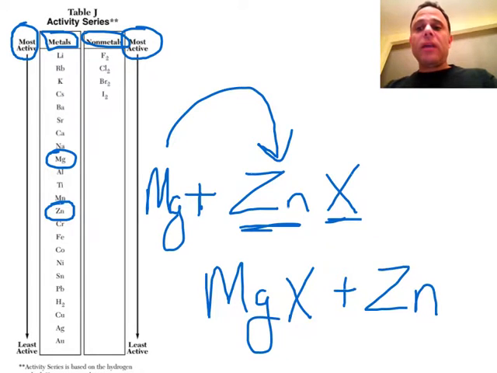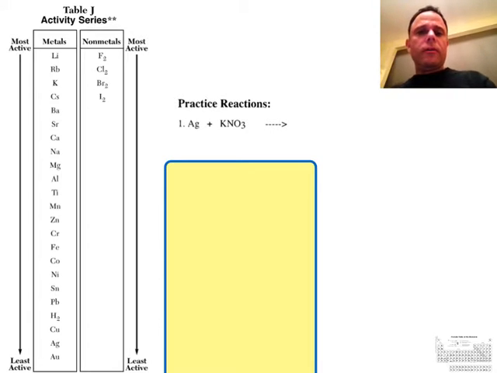Now, in the event that we have to explore the nonmetals, the same is also true. If fluorine is freed up and chlorine is involved in the compound, well, fluorine is more reactive than chlorine. It would take the place of it. So now let's try to apply this.